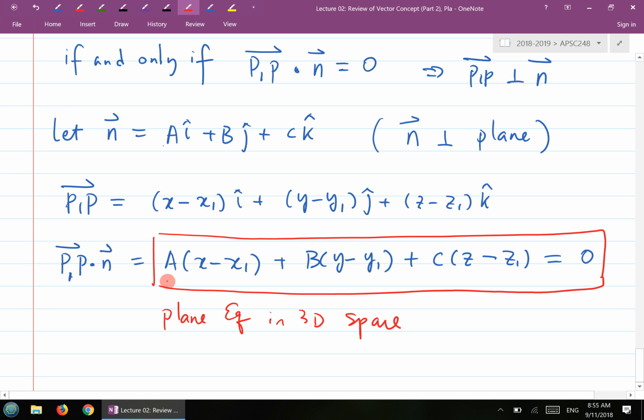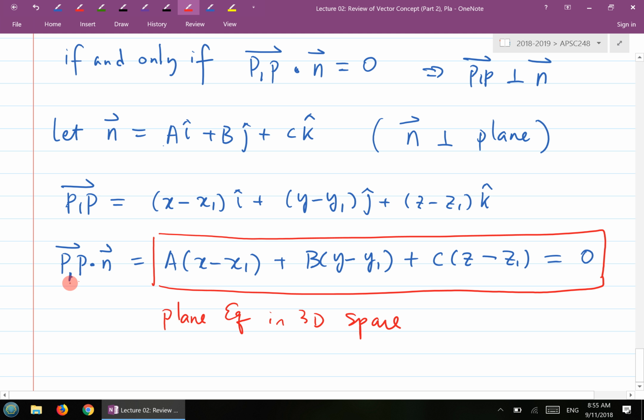So, for example, we have just covered where this A, B, C comes from. It comes from this vector n, and the vector n is a vector perpendicular to the plane you're looking for. And what about x1, y1, z1? It comes from the point P1, which means P1 is a point on the plane.